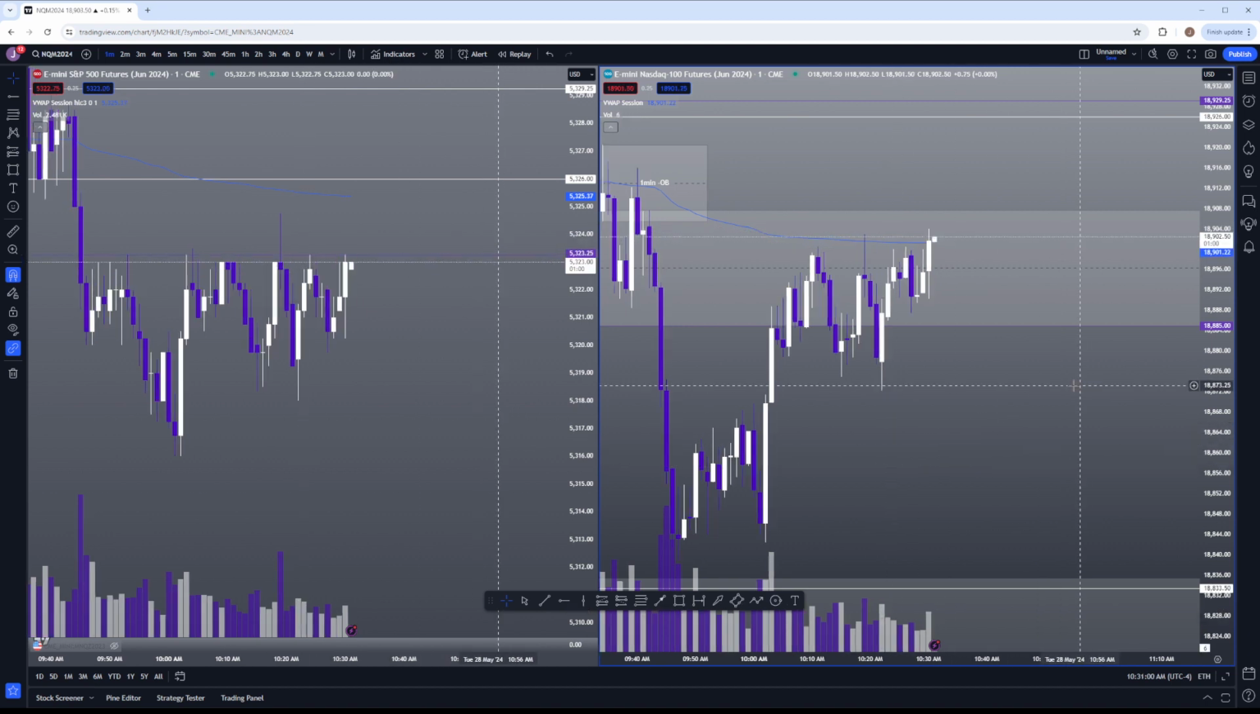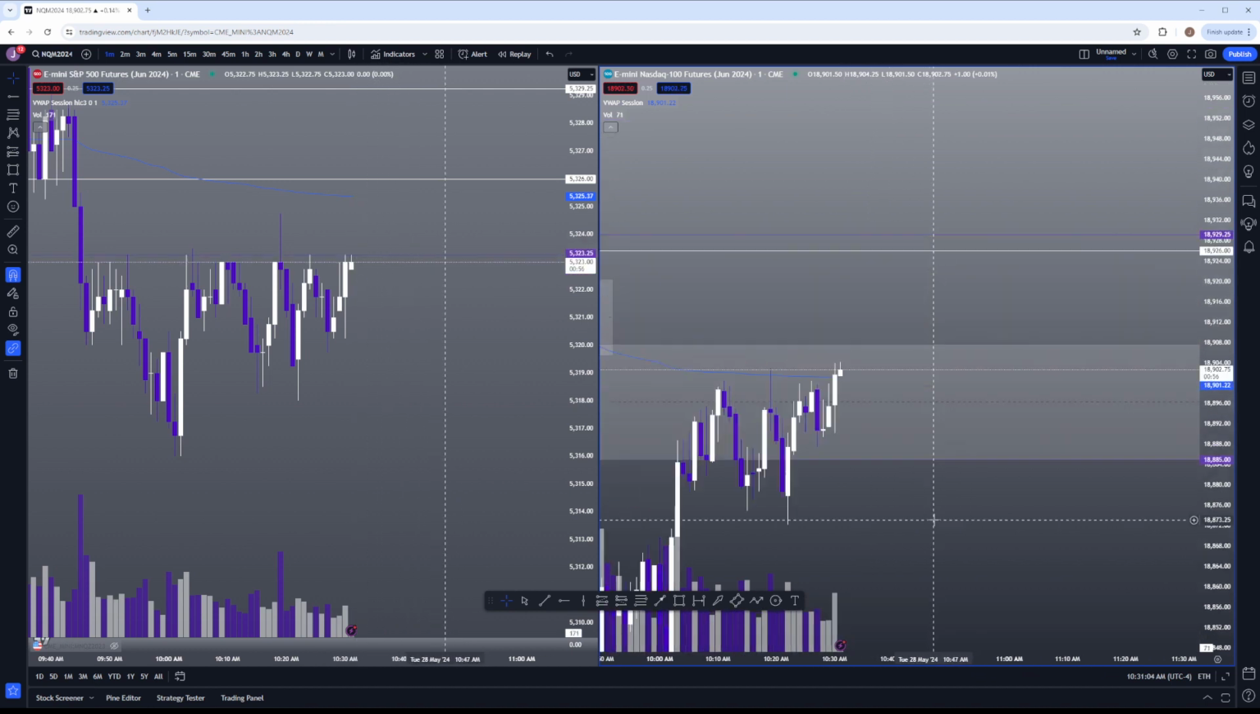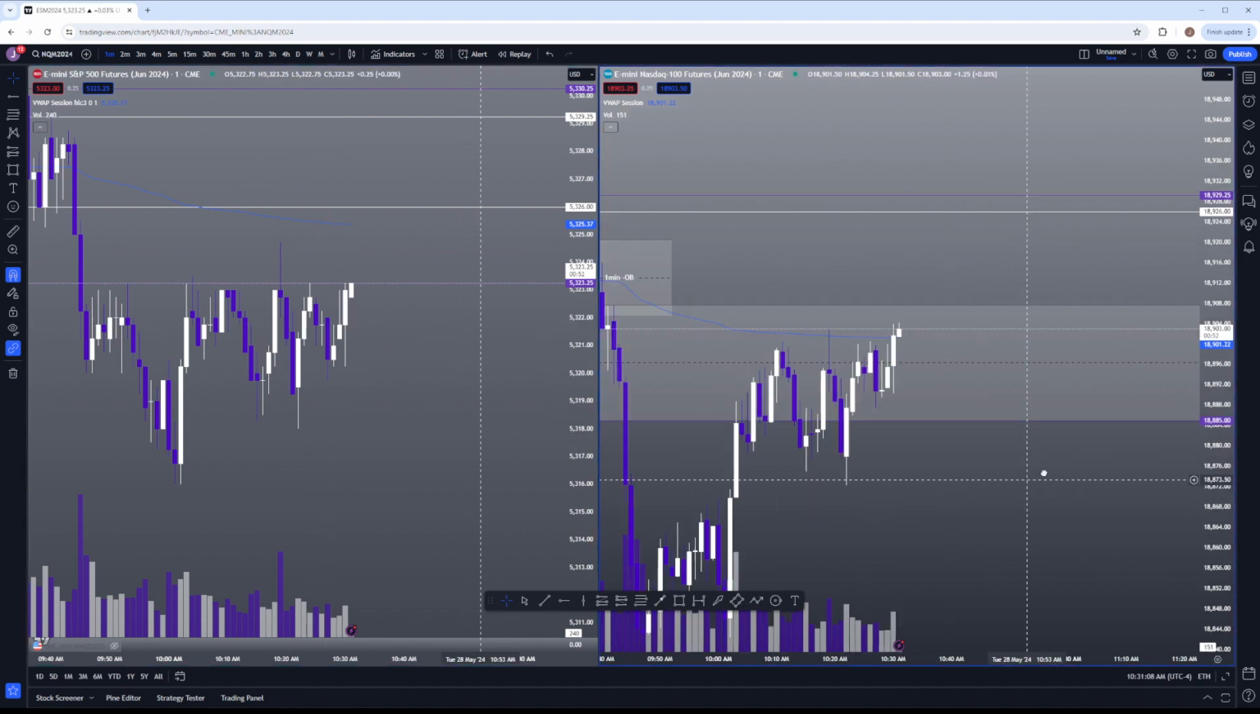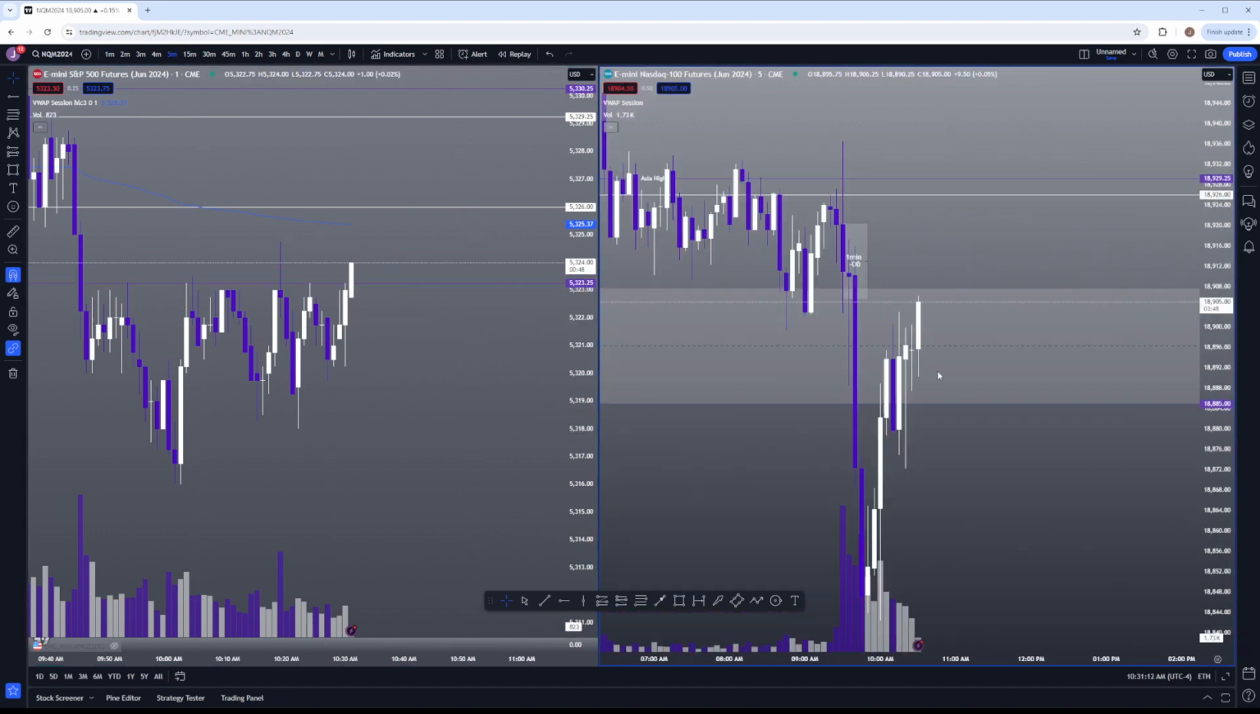See if we're going to break out of this level. Okay, we closed just above VWAP here. We're getting some SMT at the highs in NQ and ES. Let's see if we really want to push through.